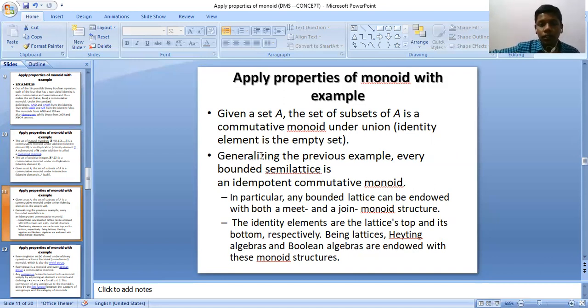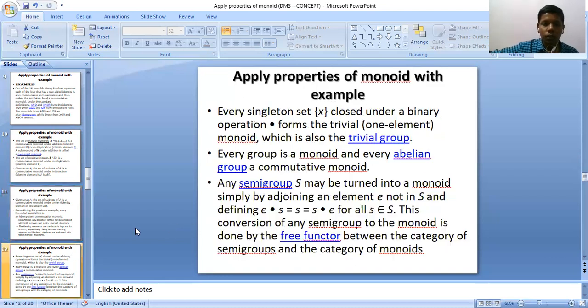Generalizing the previous examples, every bounded semilattice is an idempotent commutative monoid. In particular, any bounded lattice can be endowed with both a meet and a join monoid structure. The identity elements are the lattice's top and its bottom, respectively. Being lattices, Heyting algebras and Boolean algebras are endowed with these monoid structures.